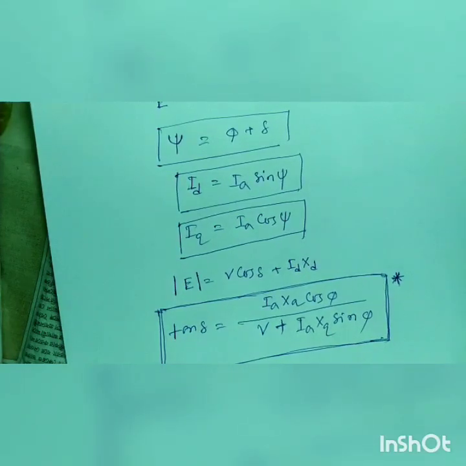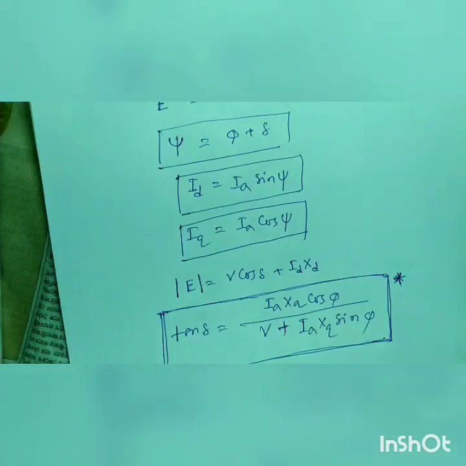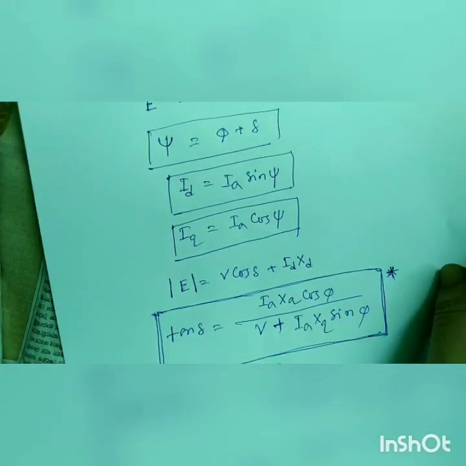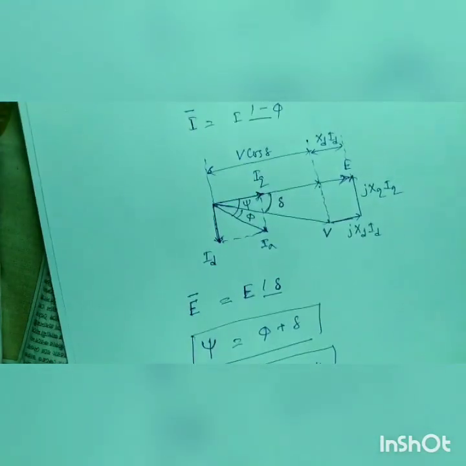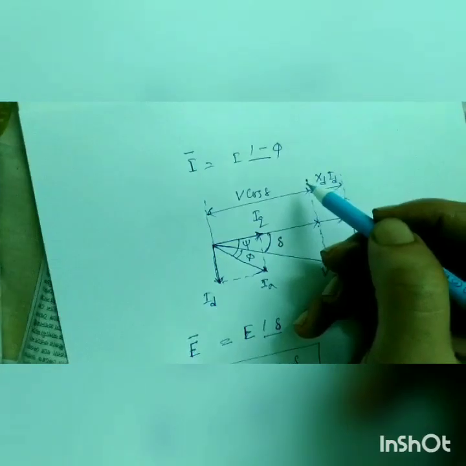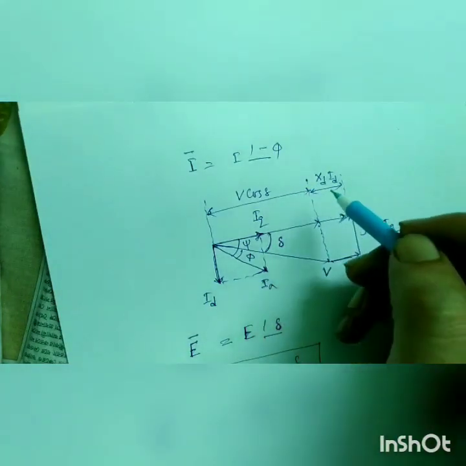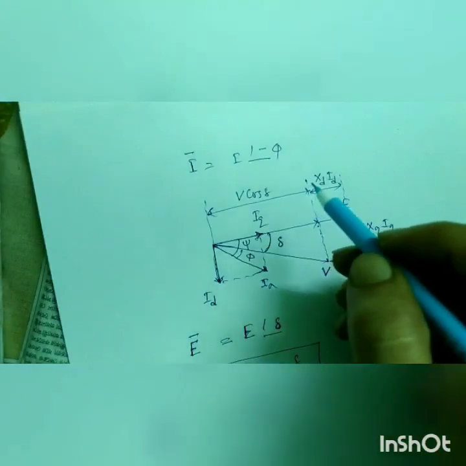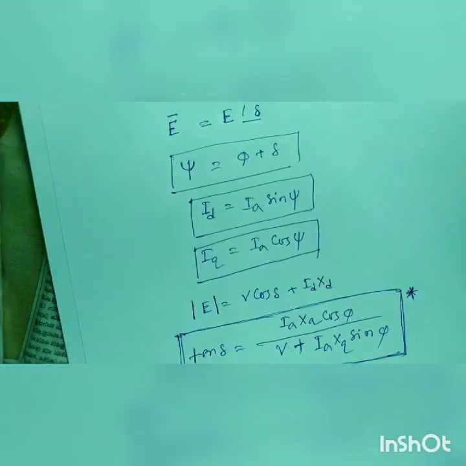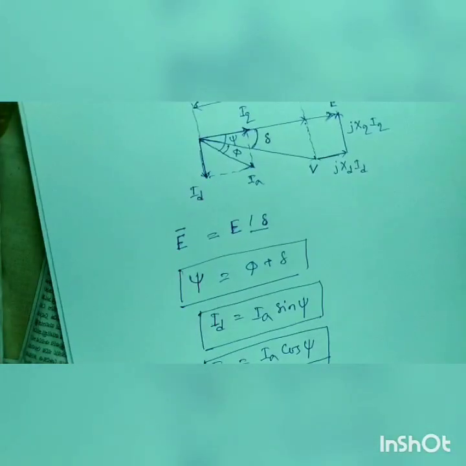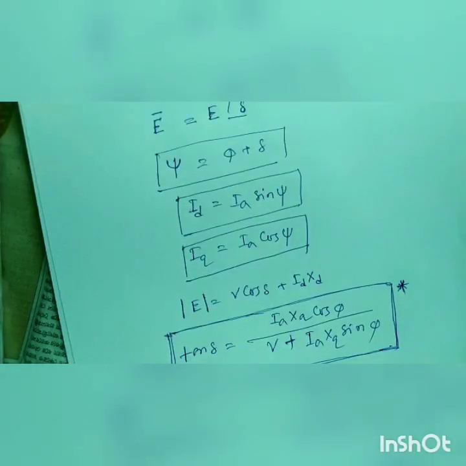Armature resistance is 0. So let's see what will happen if we draw the phasor diagram for leading power factor. We have drawn this just for lagging power factor of the alternator. Remember, we are studying just the alternator, not the motor. This is all about the alternator when it is working at lagging power factor. So let's see what happens when the alternator delivers power at leading power factor.